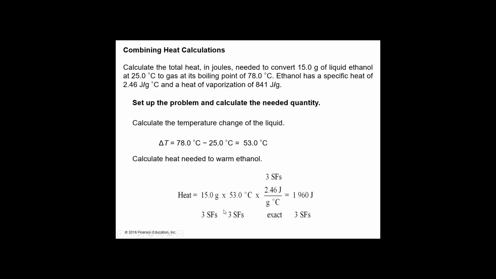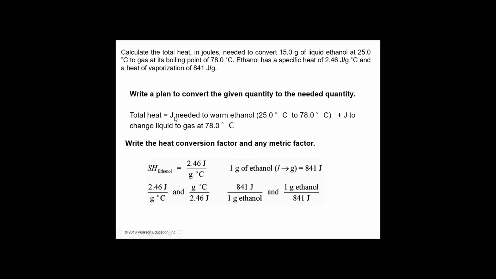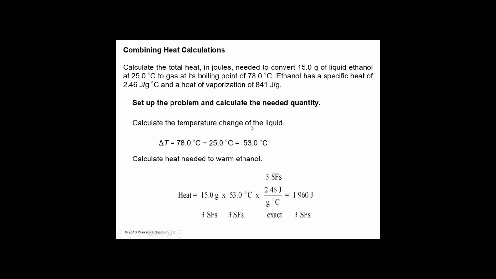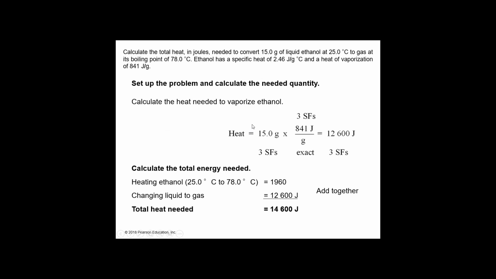So we plug this in, and it gives us 15 grams times the change in temperature times the specific heat value, and that's what we have. So we have 3 sig figs, 3 sig figs, and exact. And this gives us a total of 1960 joules. But we're not done. Remember, we just calculated this first portion. We now need to do the second one, which I've already showed you in some problems.